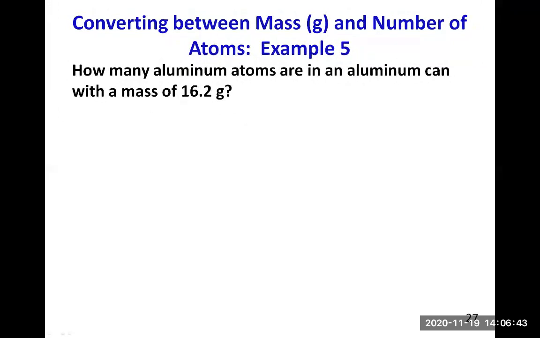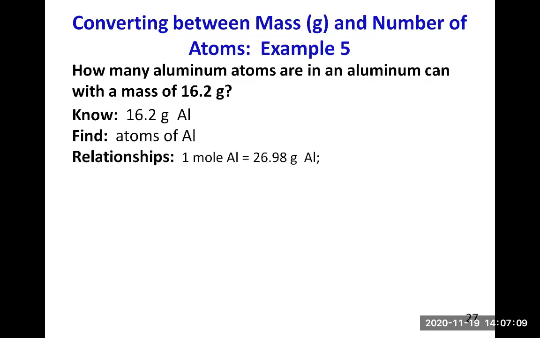So let's use that first example, and the question is, how many aluminum atoms are in an aluminum can with a mass of 16.2 grams? So we are given a mass of 16.2 grams of aluminum. We want to find how many aluminum atoms are contained in that mass of aluminum.